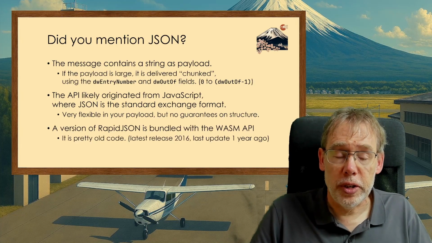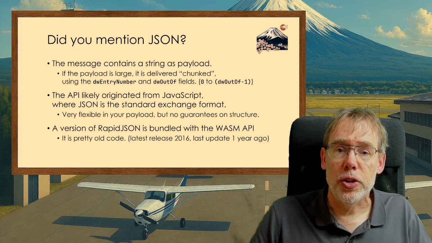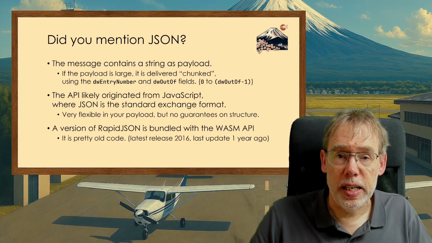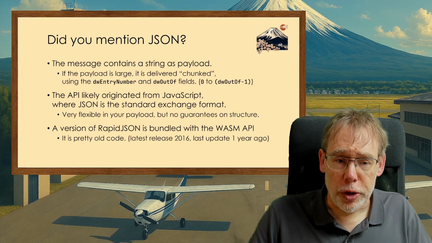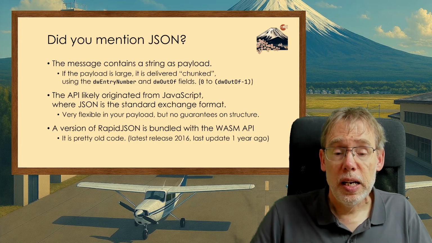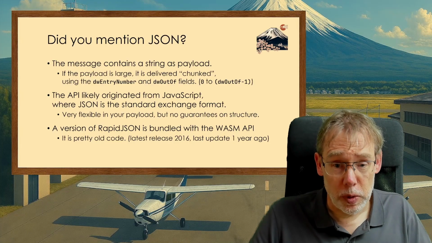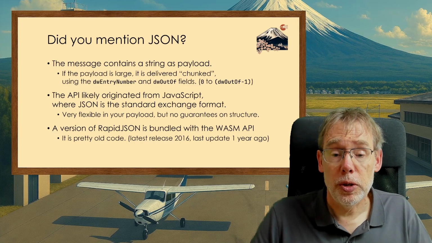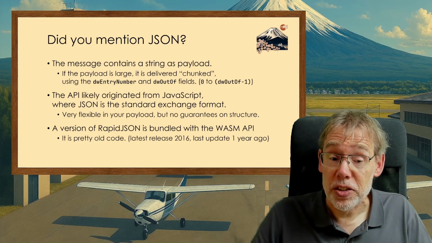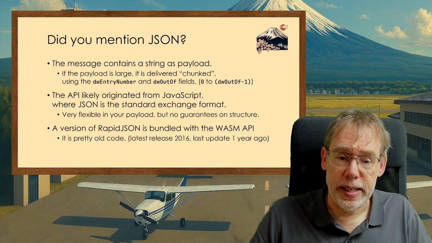A version of a library called RapidJSON is bundled with the WASM API. So also for external applications, it is available in the SDK and you can use it. It is a choice. It is pretty old code, latest release in 2016, and the last update on the library itself was 1 year ago, which is already some time ago. And actually, what has been added at that moment is not in the release. So what is bundled is actually a copy of that latest release.